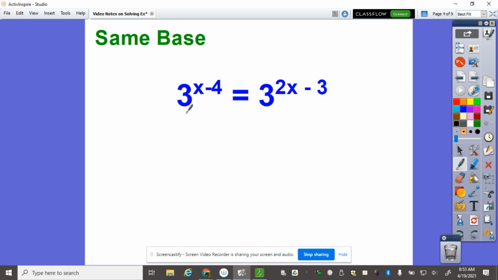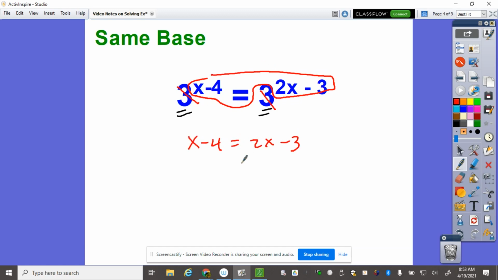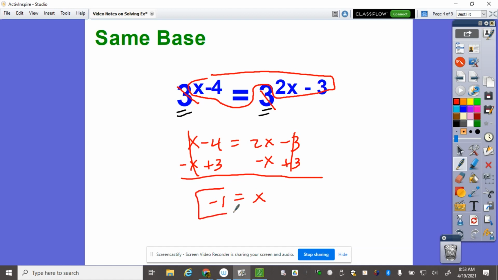Next, 3 to the x minus 4 is equal to 3 to the 2x minus 3. They have the same base. Now we can cancel this out and focus ourselves on their exponents. So we have x minus 4 equals 2x minus 3. Solve for it. I'm going to subtract x here, subtract x here. I'm going to add 3 here, add 3 there. This will cancel. So I will have now x equal to negative 1. And that's the answer.